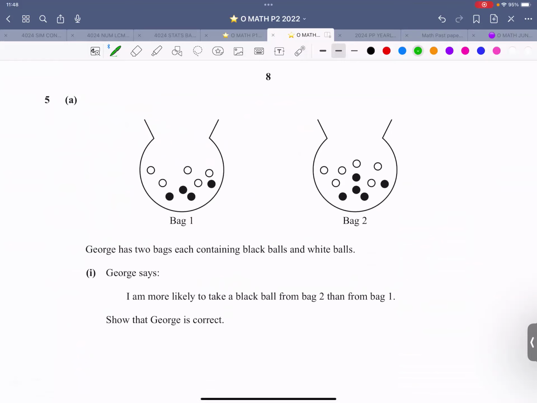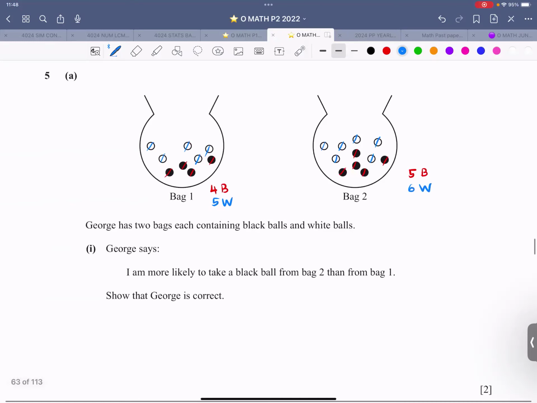George has 2 bags, each contains black and white balls. So let me write, this is for black. So this is 1, 2, 3, 4. This is 4 black. This is 1, 2, 3, 4, 5. This is 5 black. And 1, 2, 3, 4, 5. This is 5 white. This is 1, 2, 3, 4, 5, 6. This is 6 white. Now it says George has 2 bags containing black and white.